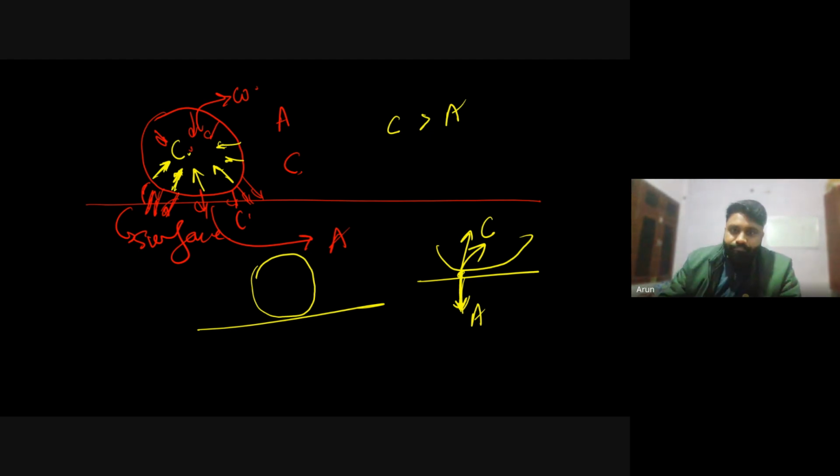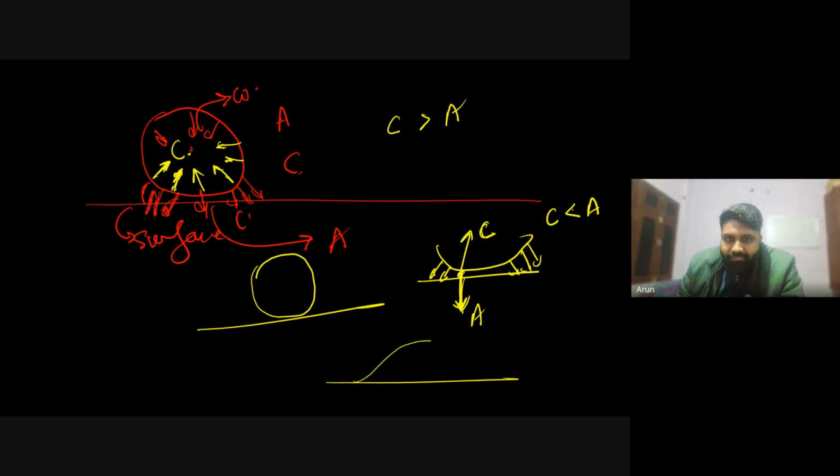But in the same scenario, if the cohesive force is less than the adhesive force, then the adhesive force will dominate and the liquid will make more contact with the surface, and the surface will look like this. Now you calculate the angle of contact. The point of contact is this, the tangent will be drawn in this direction, and this is the surface inside the liquid. The angle will be theta.